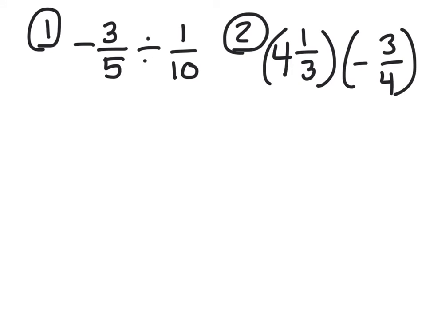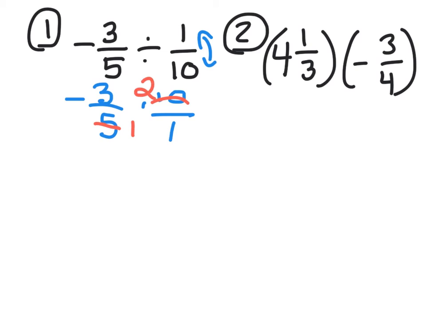Okay, here are a couple little quick quiz problems. Pause your video, find the answer for each one, then restart the video to check your answer. Welcome back from pausing the video. The first problem we're dividing. Therefore, we're going to multiply by the reciprocal of 1 over 10. That would be 10 over 1. Cancel common factors. 5 cancels twice into 10, 1 time into itself. Now let's multiply. Negative 3 times 2 is negative 6. 1 times 1 is 1. So the answer is negative 6 over 1, or simply negative 6.